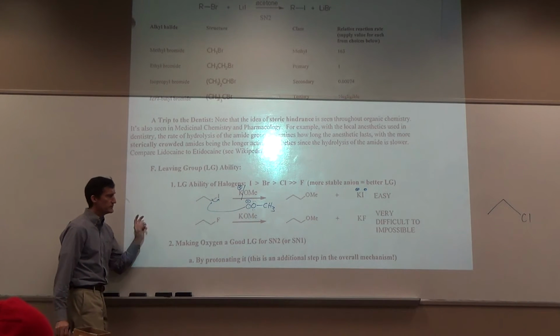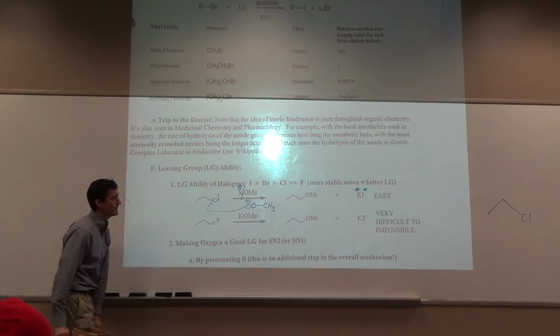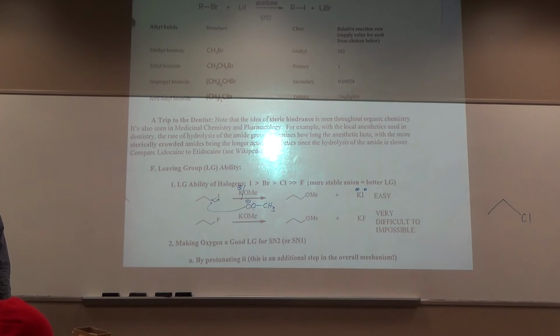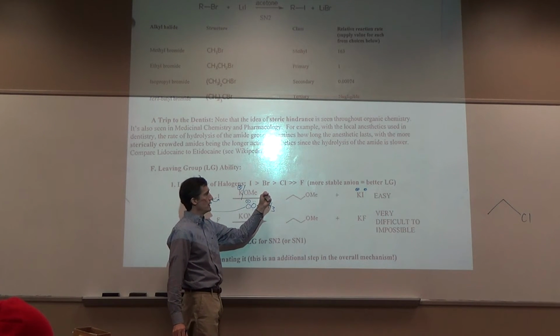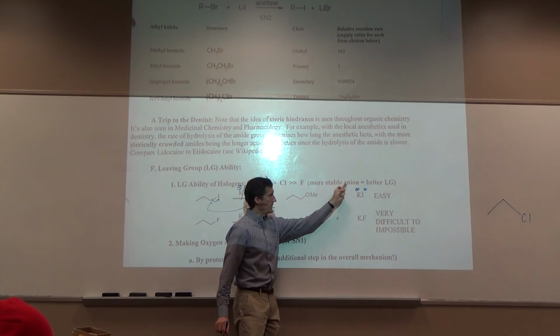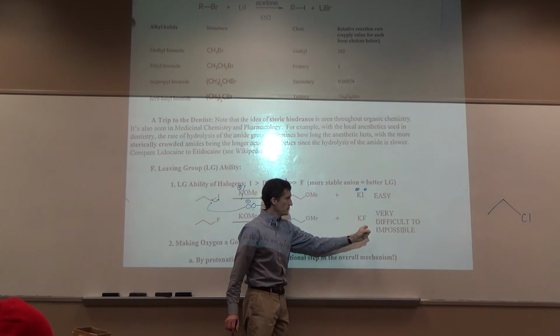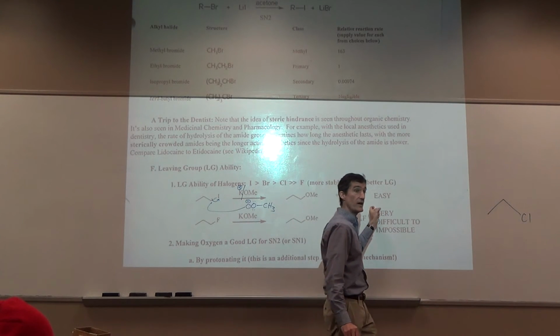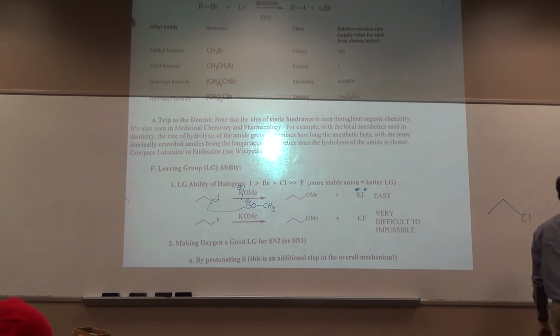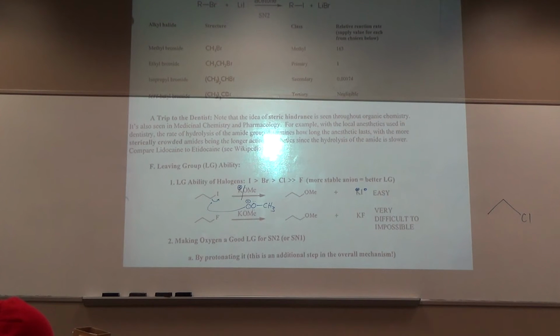There's a couple of other reasons, but I think that's enough. Okay. More stable anion, better leaving group. I minus is more stable than F minus. That's why HI is more acidic than HF. All right.